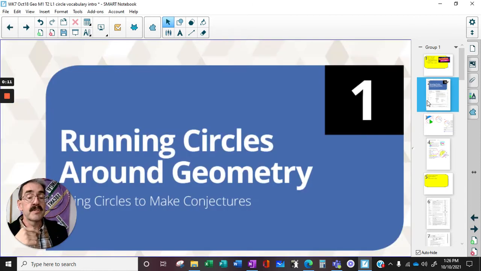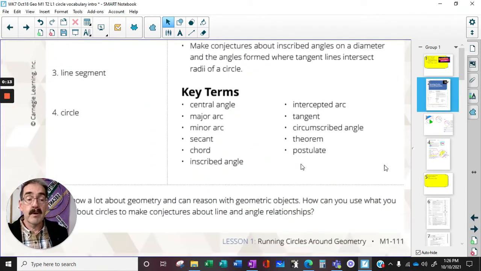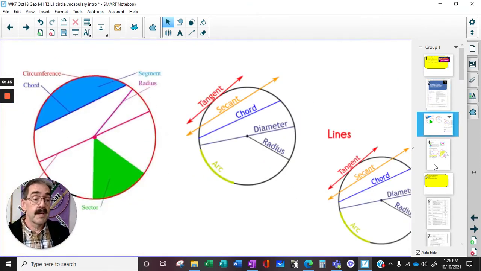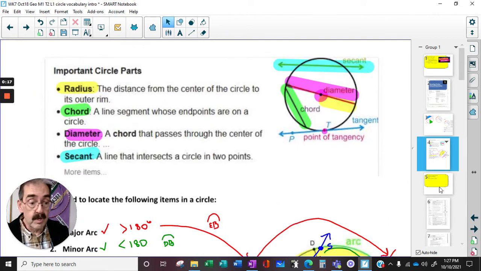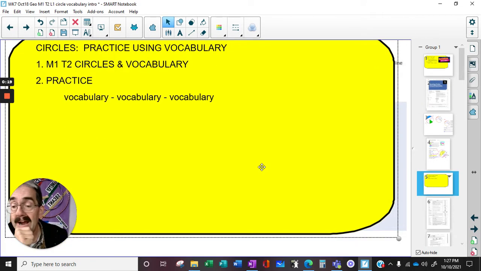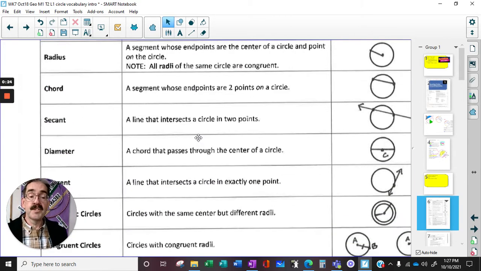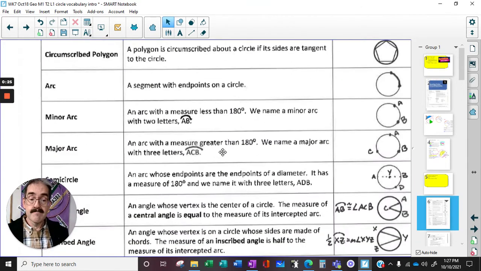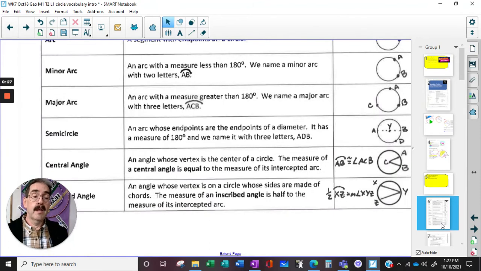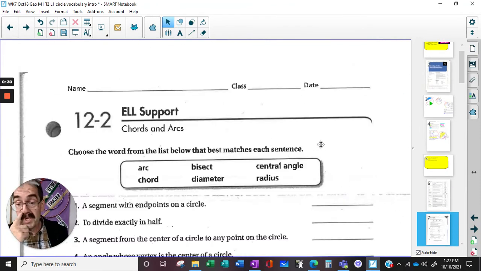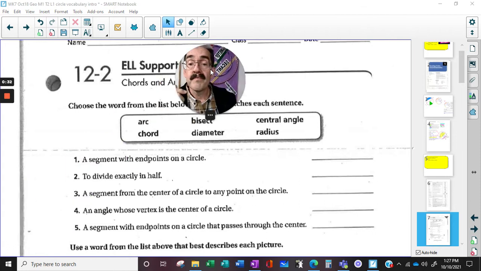So, we introduced the idea of circles in our vocabulary, we went through some examples, we created what's on the wall, and now we got to do some practice, okay? So, use this sheet as your reference, and go and try to answer all these questions, all right? So let's see how we do.